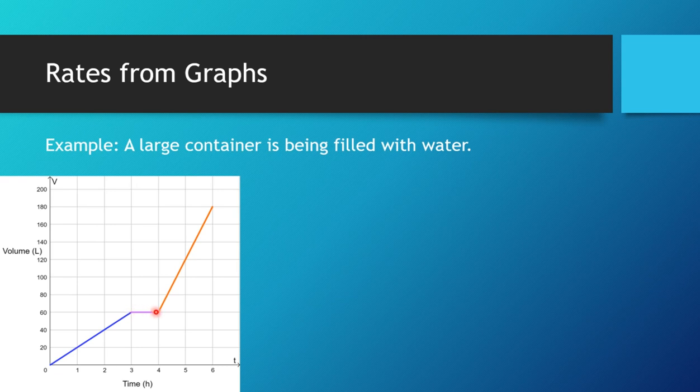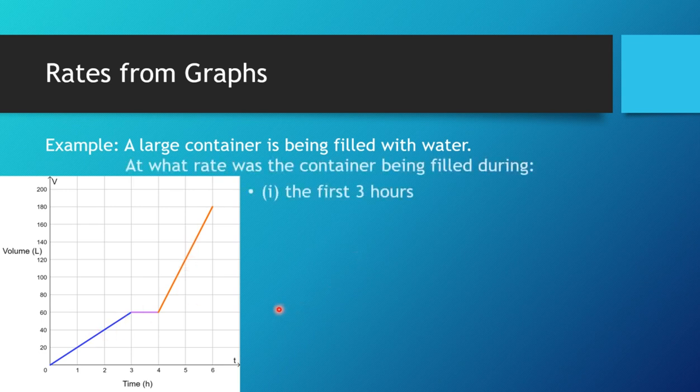We have a break for an hour, and then we add more water to this container until finally there's 180 litres in the container. You'll notice that it would appear that this amount of water going in here is going at a slower rate than this because it's steeper. This one is steeper, this one is shallower.